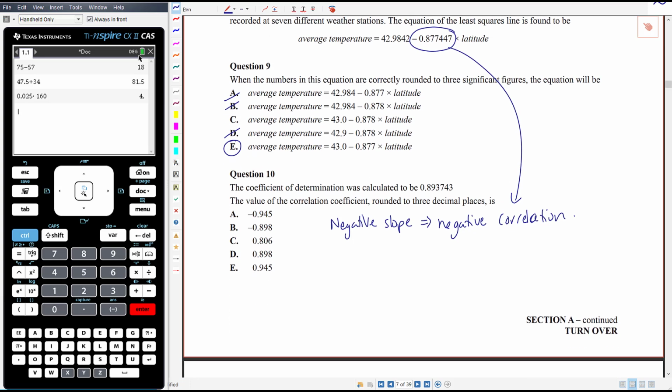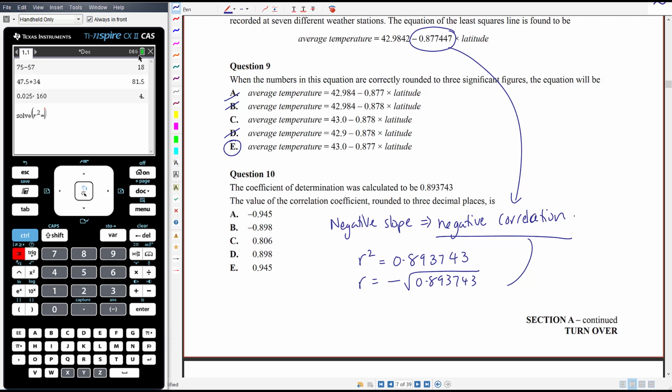Okay, so what we know, coefficient of determination, we know that r squared is equal to 0.893743. Now when we solve that equation, when we take a square root, we get positive or negative square root of 0.893743. But we know that we want the negative, and so therefore we need the negative square root. You can verify that if you solve the equation rather than just take the square root yourself. r squared is equal to 0.893743. We solve that for r.